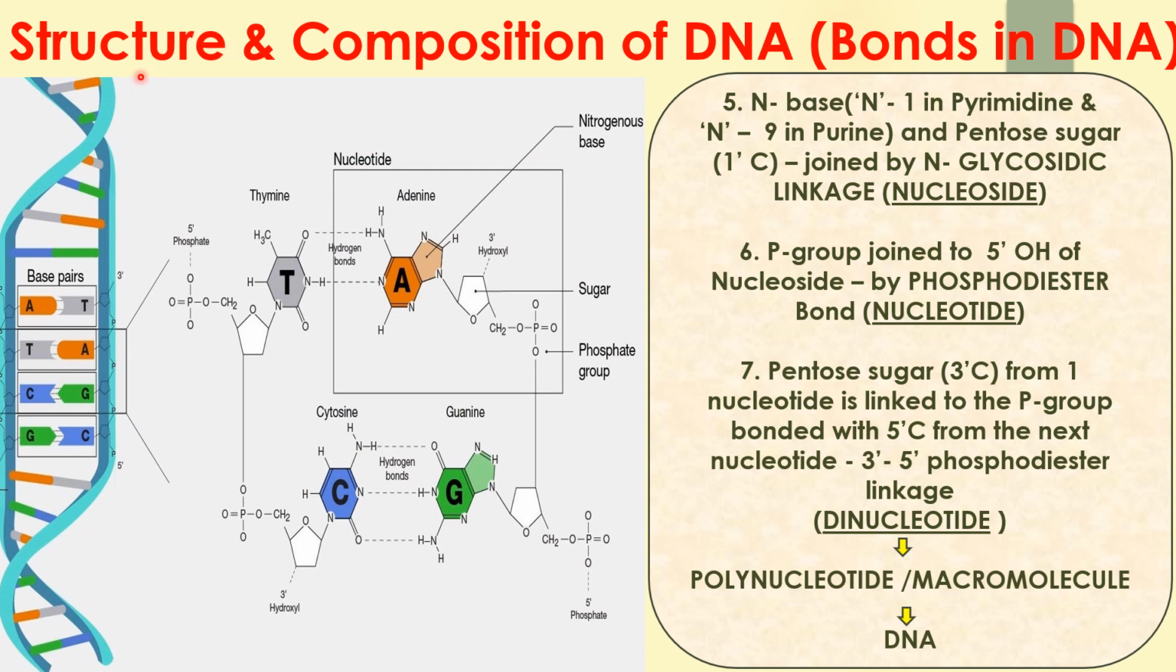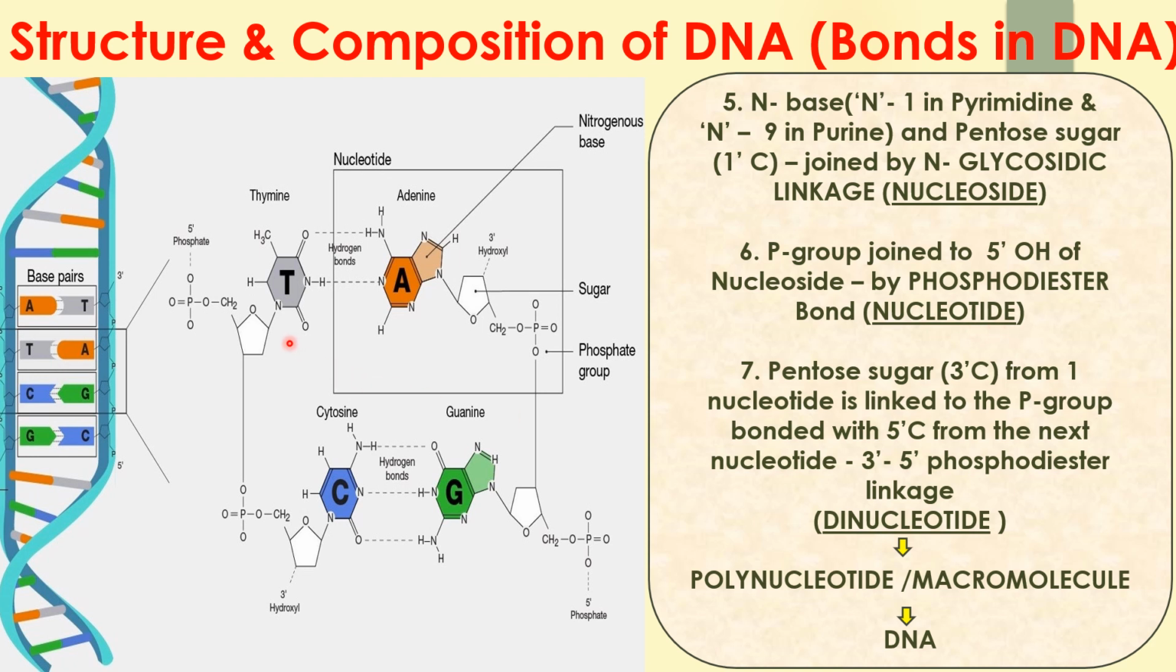Now, let's go on to the structure and composition of DNA, speaking about the bonds in the DNA. Okay, now we all know that thymine, T, that is the pyrimidine, that is the nitrogenous base. Thymine is the nitrogenous base that connects with pentose sugar and phosphate to form a nucleotide.